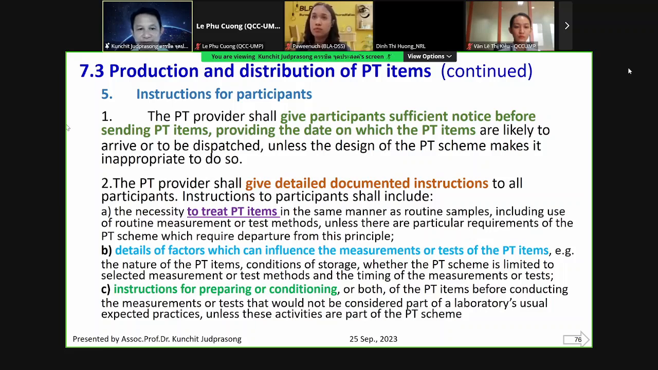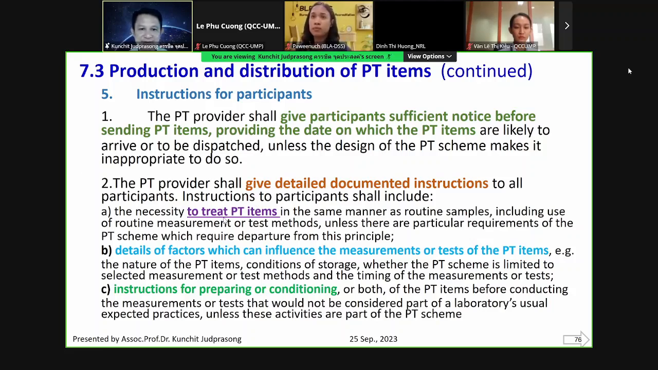In the box you have to have, but some PT providers put a QR code and let the participant load the document from the website. So it depends on your design. But you have to provide a detailed document, everything.